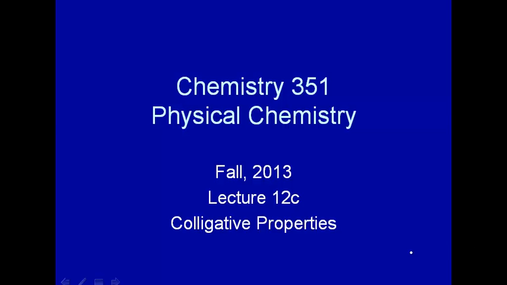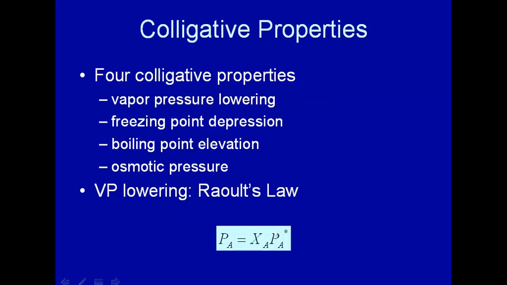Here we're going to consider colligative properties. Colligative properties are properties of the solvent in solutions. There are four colligative properties: vapor pressure lowering, freezing point depression, boiling point elevation, and osmotic pressure.